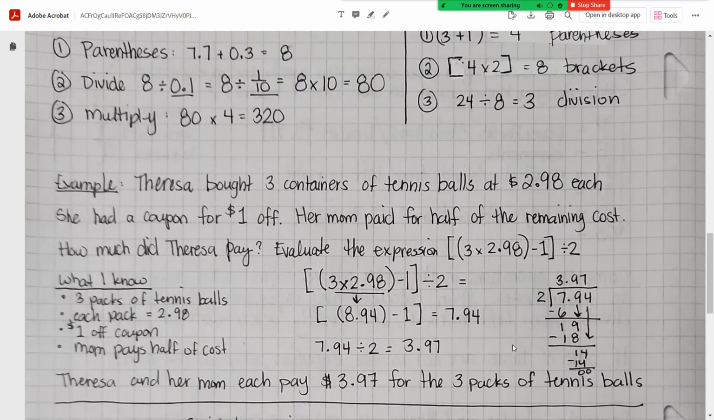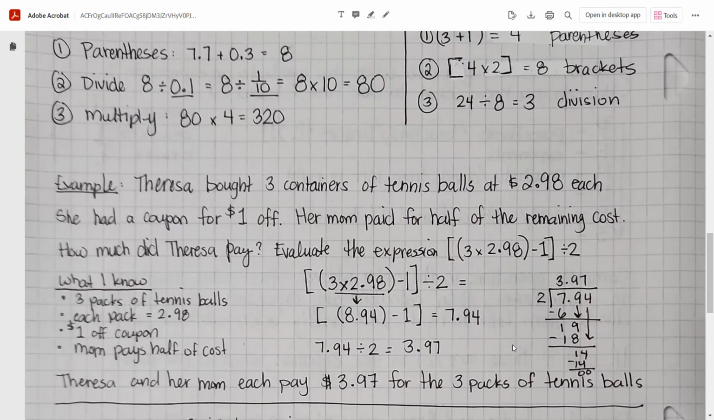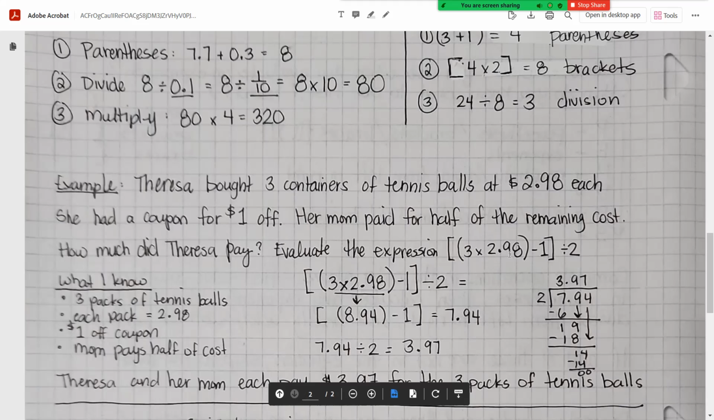All right, we've got one more example before our guided practice. This one says, Teresa bought 3 containers of tennis balls at $2.98 each. She had a coupon for $1 off. Her mom paid for half of the remaining cost. How much did Teresa pay? Evaluate the expression 3 times $2.98 minus 1 divided by 2. So I know there's 3 packs of tennis balls. Each one is $2.98. She has a $1 off coupon and her mom is going to pay for half of it. That's all the information I have.